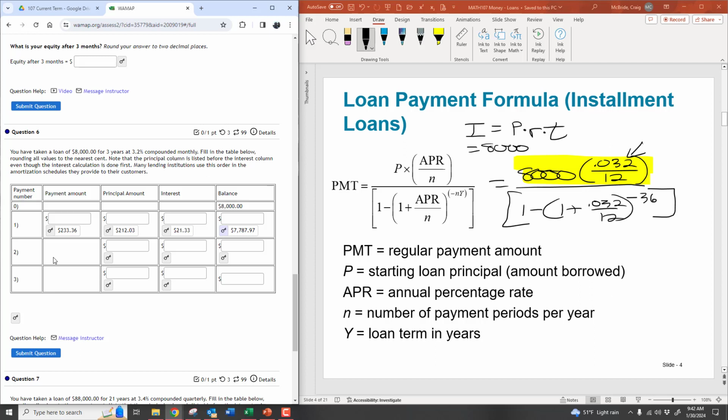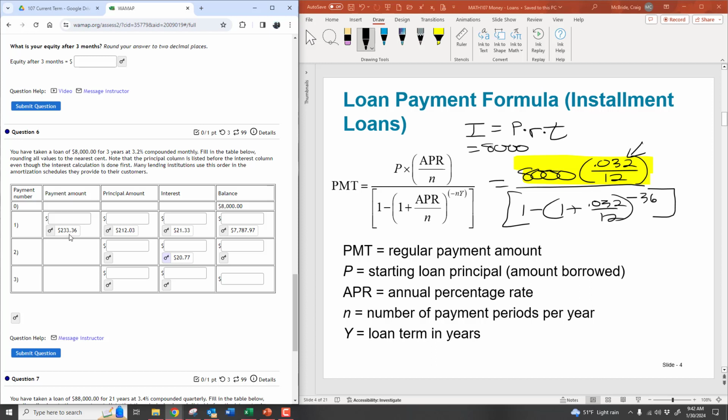Now, like I said, the payment stays the same, but now the interest is going to be different because now we're going to calculate interest based on this number. So instead of 8,000 times this, we're going to do 7,787.97 times that, and get our new interest payment, which is going to be $20.77.